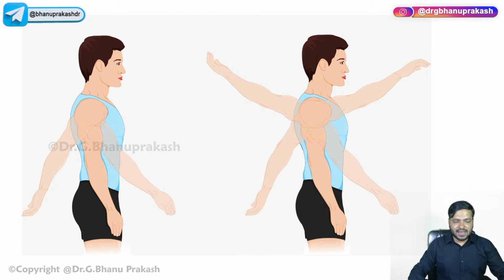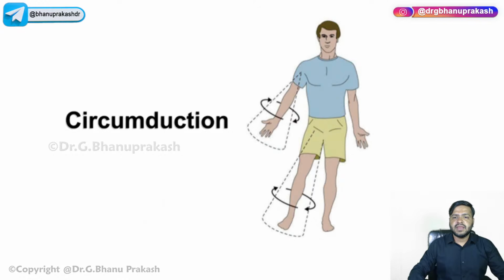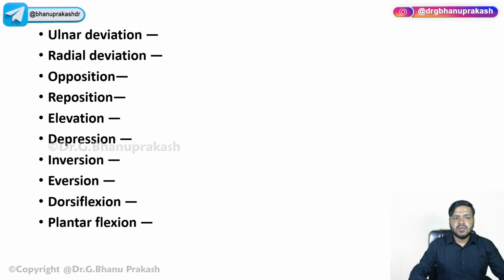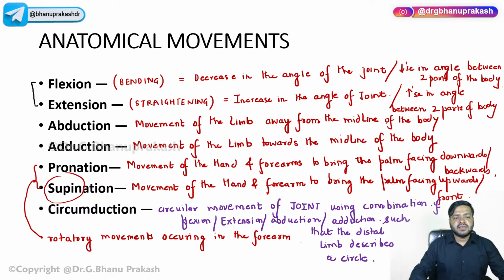So you can very well see that is the circumduction movement, right? It is a group of all the movements, abduction, adduction, flexion, extension, such that, yes, the shoulder joint, the hip joint. So that is about flexion, extension, abduction, adduction, pronation, supination, circumduction.